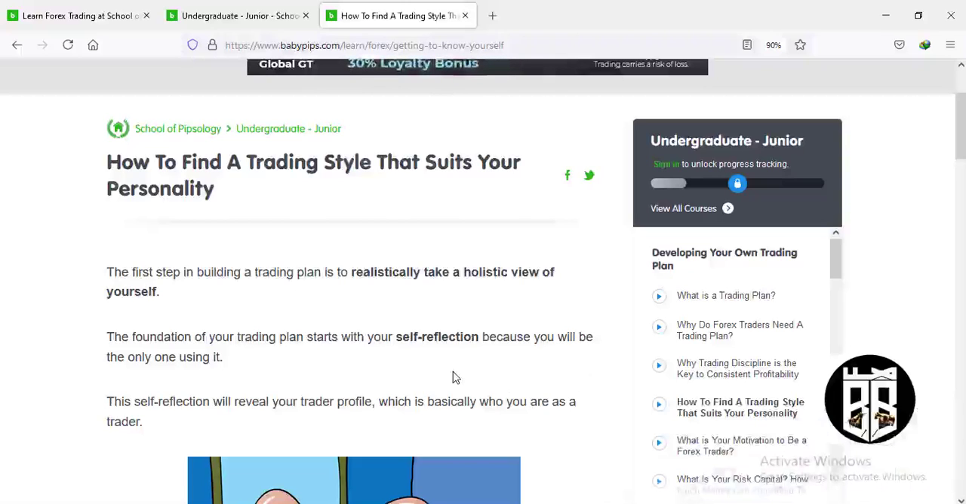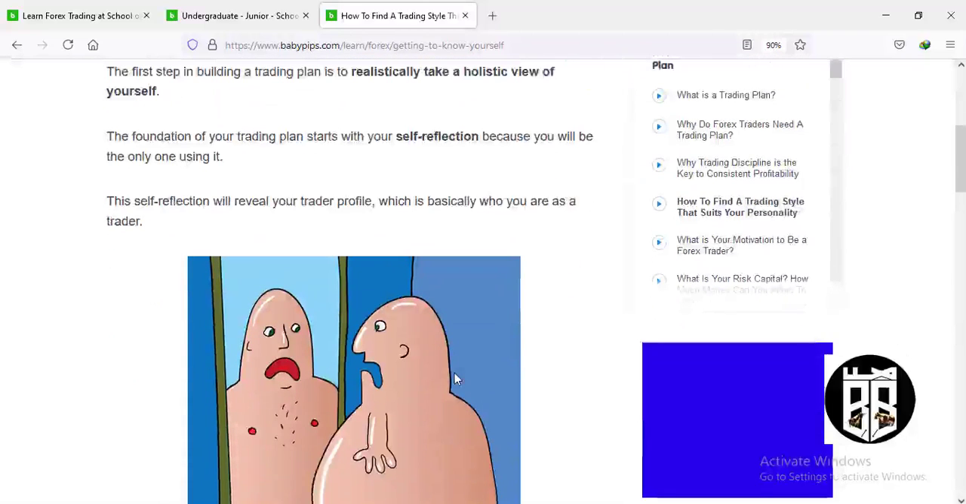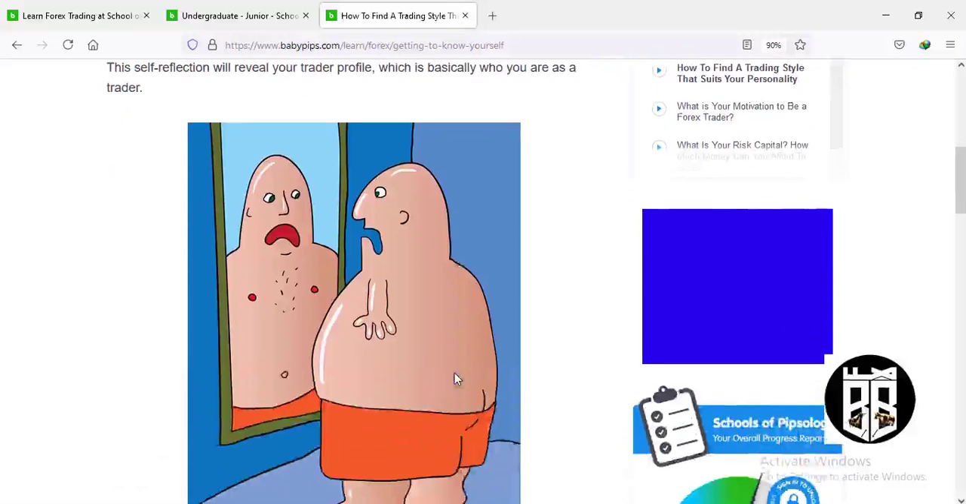The very first step to developing or building a trading plan is to realistically take a holistic view of yourself. Take a very good look at yourself. What kind of person are you? Your success with having a good trading plan is tied to knowing your kind of personality. It's a reflection of your personality. Why? Because your trading plan is you. You are the one going to use it. So if it doesn't fit your style or suit your personality, it's not going to work.